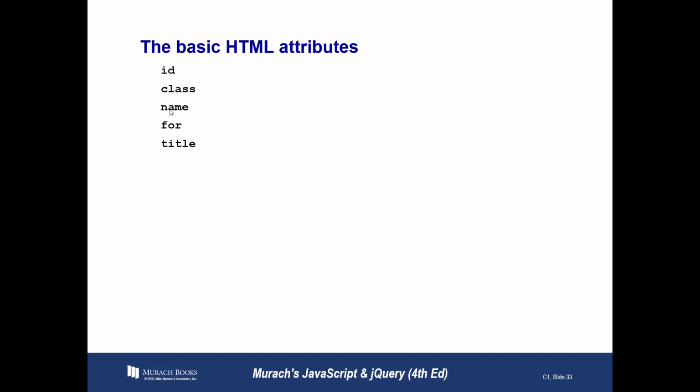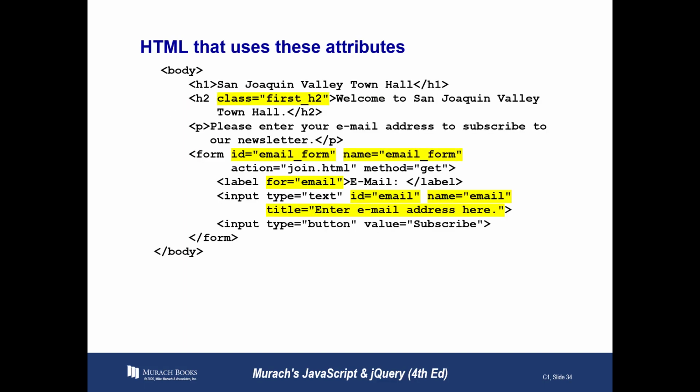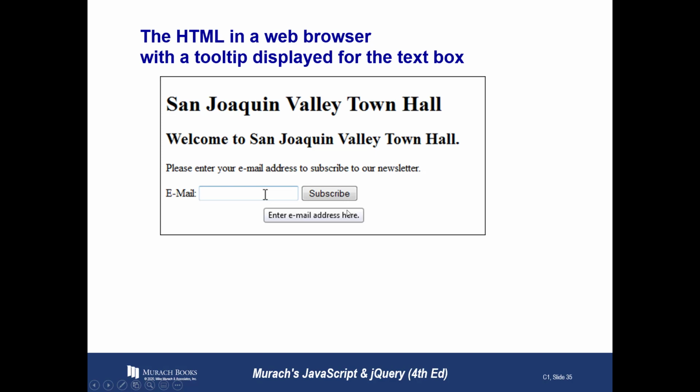And the name attribute is used for server-side processing. The for attribute that's in there is used to help link or sync up labels with text boxes. All right. And the title is typically used for accessibility purposes. We're going to hit on all this stuff. So here's an example. Notice class equal first H2. There's an ID. There's the for, and there's a title. All right. You're going to end up with something like this.